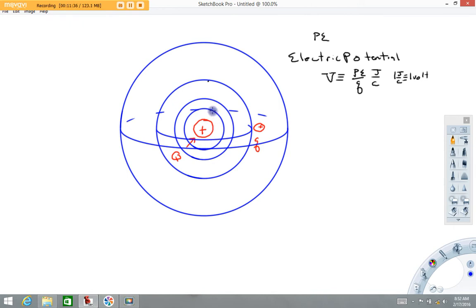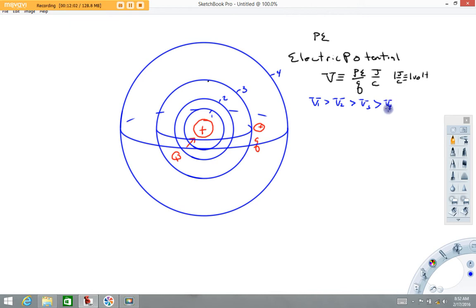So I might come to this inner one, and I might call this potential 1, and this one potential 2, and this potential 3, and this potential 4. It's very important to realize which potentials are higher. Potential 1 is the highest potential there. Potential 1 is greater than potential 2, which is greater than potential 3, which is greater than potential 4.